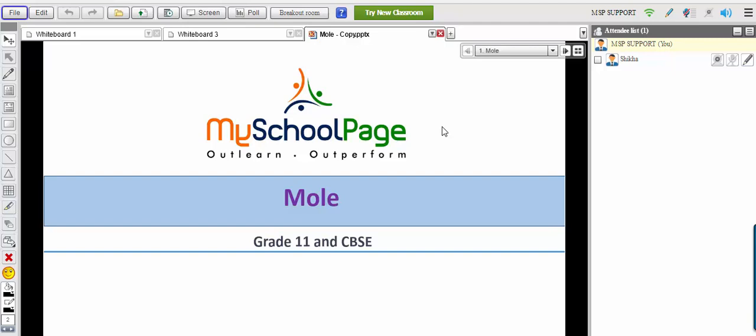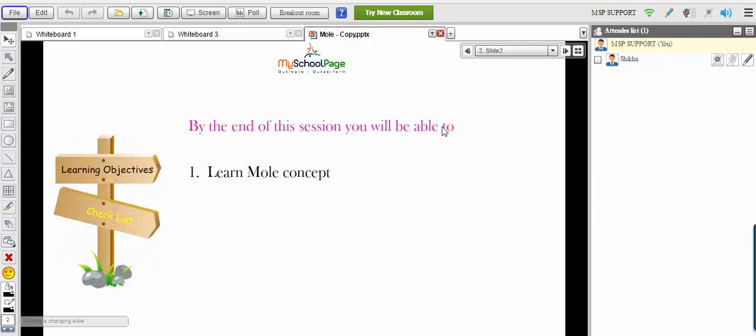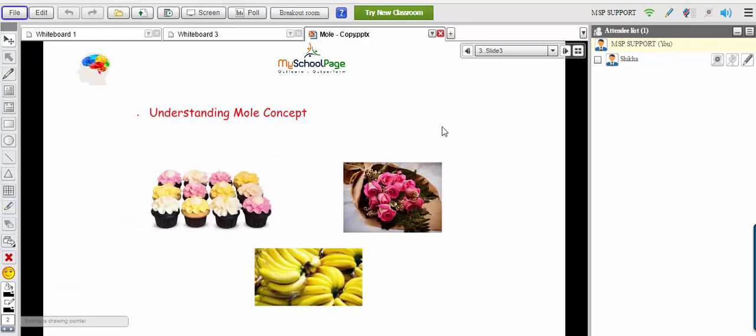We are going to discuss the concept of mole now. It is a very basic concept of chemistry. Throughout the session, we will explore this concept. So, what is the mole?